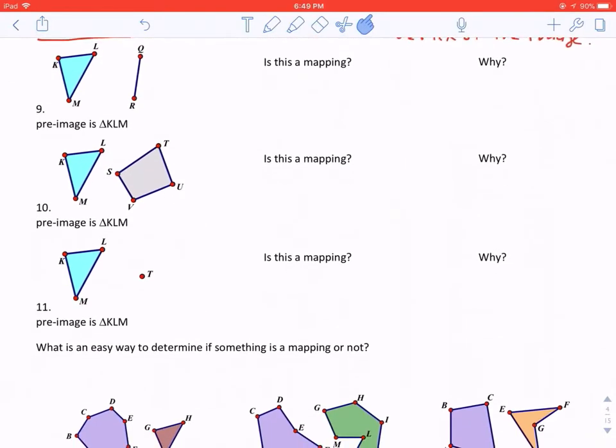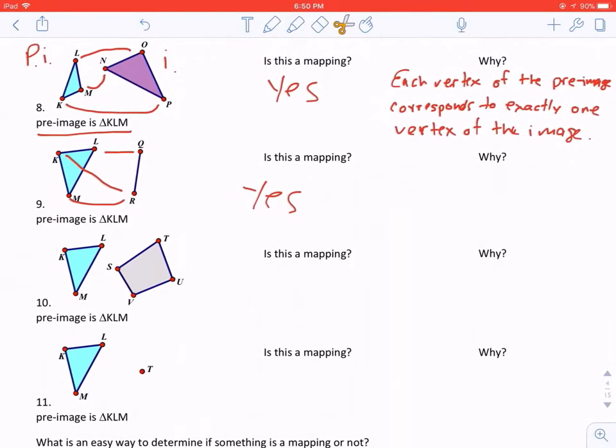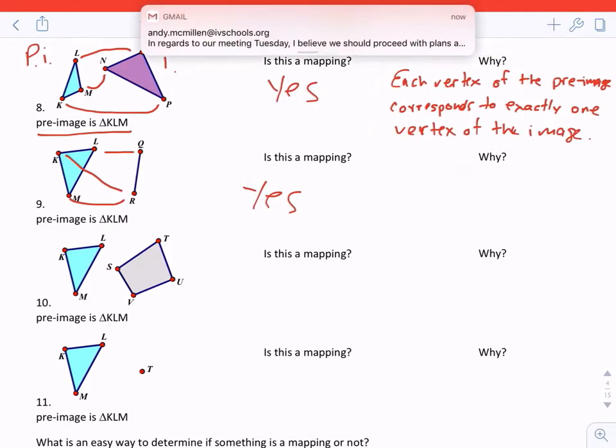All right, let's look at number 9. This one looks different. Is it a mapping? Is it not a mapping? In each of these cases, the preimage is the first one. So L can go to Q, K can go to R. What about M? M could go to Q or R. Does that still make it a mapping? It does, because each of the letters in the preimage only has one choice for the image. So our reason why is identical to previously. If you want to put ditto marks for this, you have my blessing.